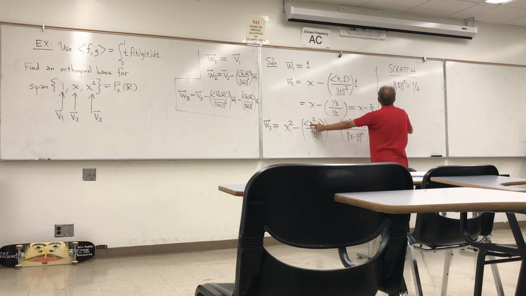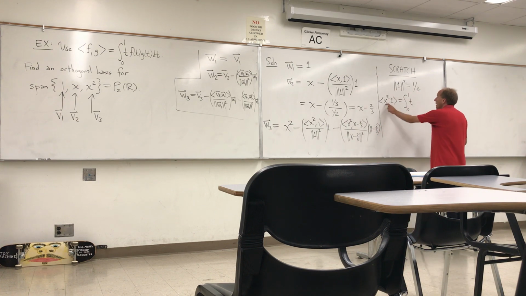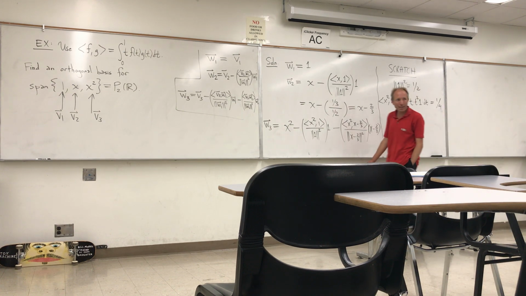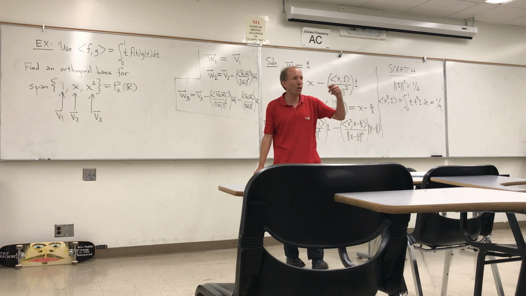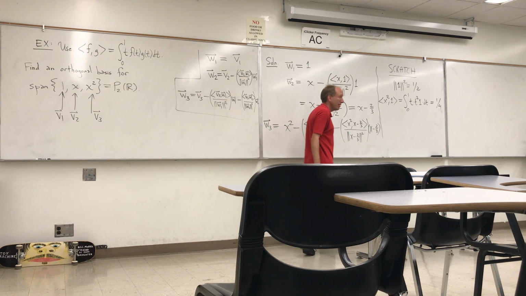But I have to do this inner product here, the inner product of x squared with 1, which will be the integral from 0 to 1 of t times t squared times 1 times dt. That comes out to 1/4. So you integrate t cubed, you're going to get 1/4 of t to the 4th. Thank goodness the limits of integration are 0 and 1. That keeps the numbers somewhat nice to work with. Agreed? Following what we're doing here?